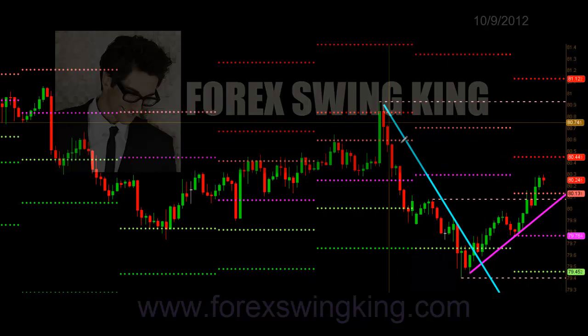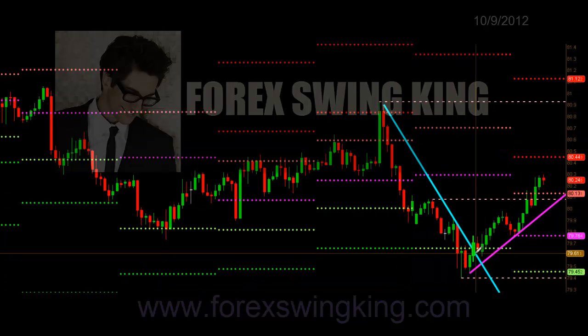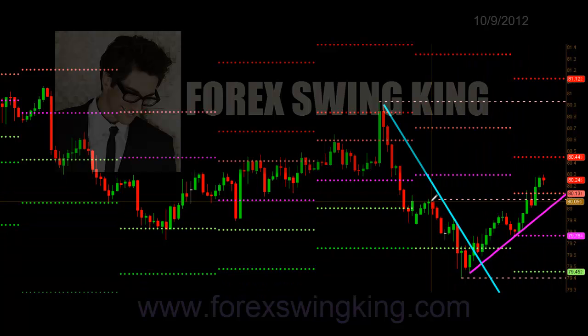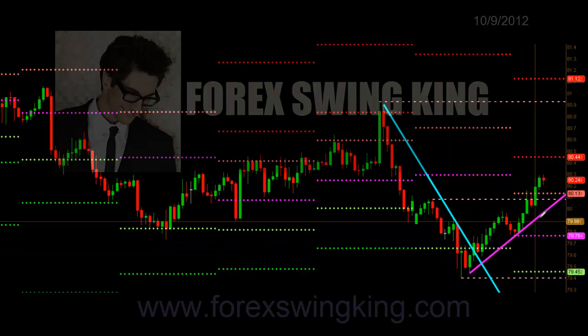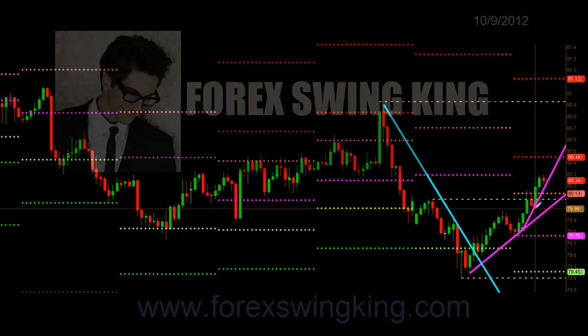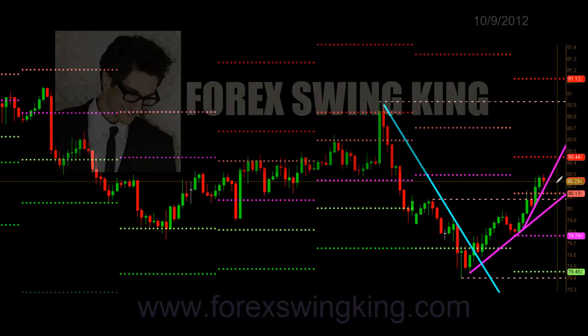AUD/JPY, again, this is a line that I already showed you guys yesterday. Took the pair, took it long, and looking at about 60 pips profit so far. So looking for it to break this support level. Okay, it's already blasted through this top here at 80.07, held a nice uptrend. In fact, it's getting steeper and steeper as I speak, as you can see. Okay, so I'm going to be watching for a break at this level.